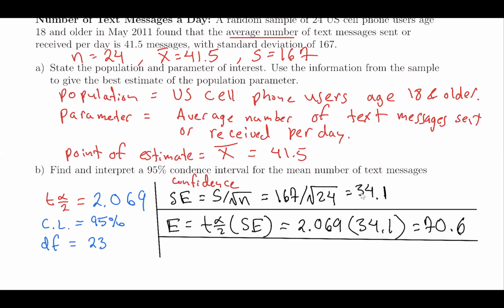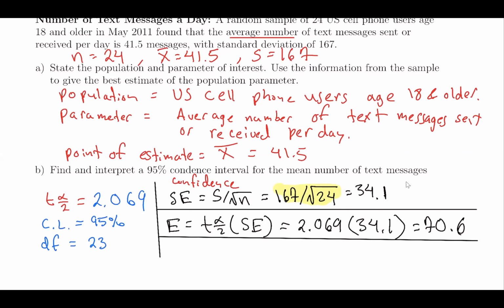So where I get the 34.1, it's just doing basic math. You just have to do 167 divided by square root of 24. If you do that in your calculator, where you do 167 divided by radical 24, that's where the 34.1 comes from.